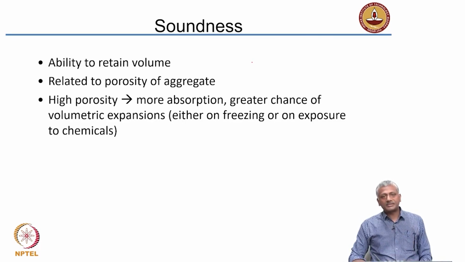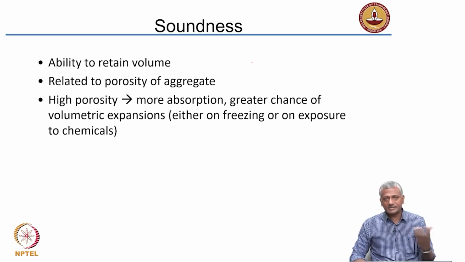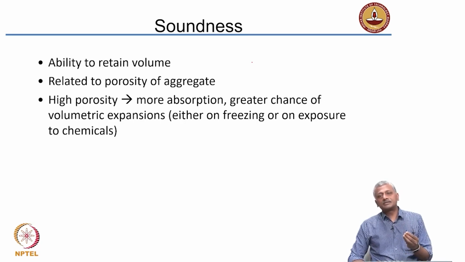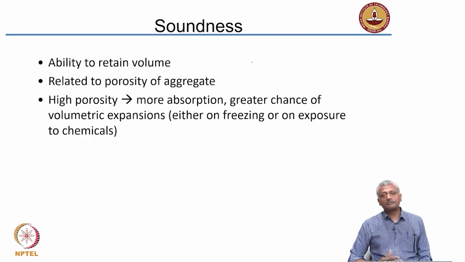Again, IS 2386 needs to be referred to. Soundness is tested by using a magnesium sulfate solution. You dip your aggregate into it and dry it, and dip it and dry it, for several cycles. What happens as a result is that in the porosity of the aggregates, you start forming crystals of magnesium sulfate, which cause damage to the aggregate. Higher porosity gives a greater chance of volumetric expansion. So, you need to restrict aggregate which has poor soundness.